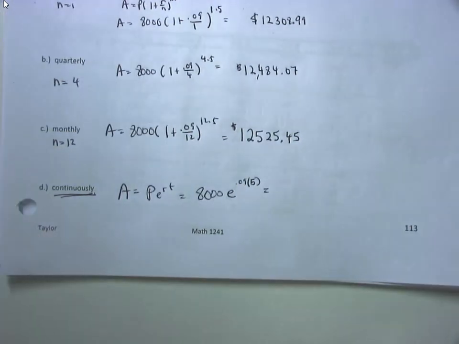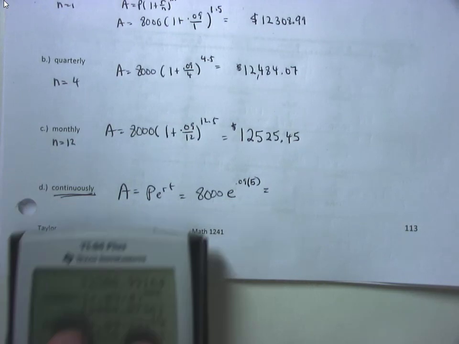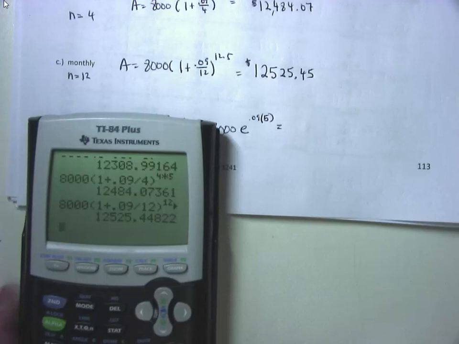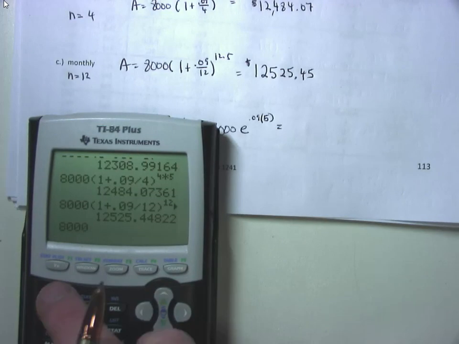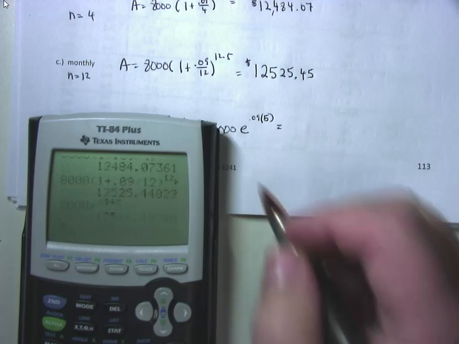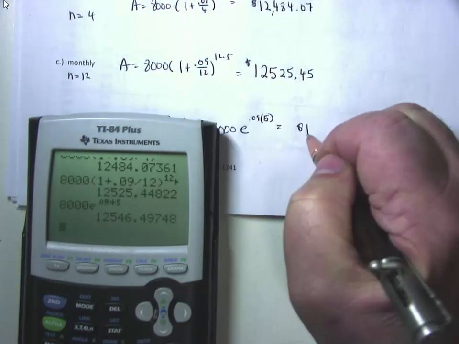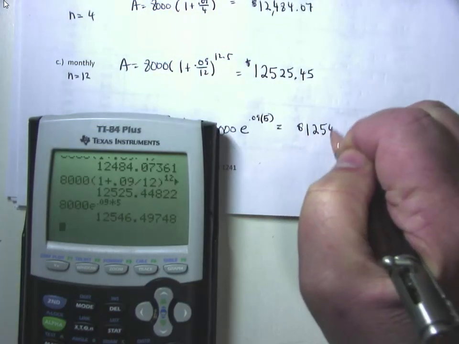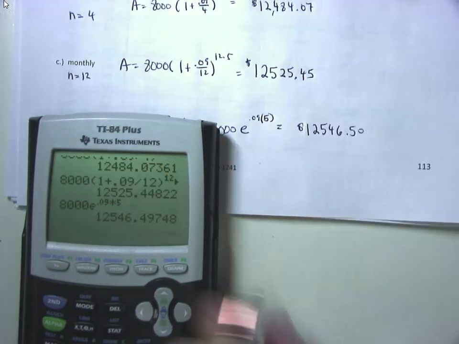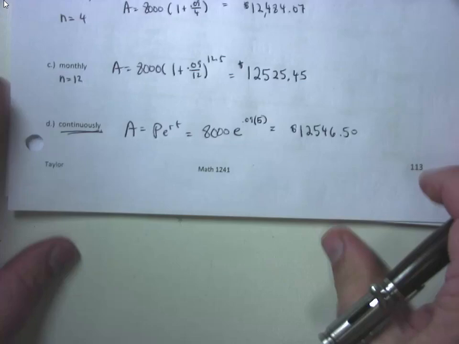This would be the best type of compounding a bank can offer. Okay? And let me show you guys, 8,000 e raised to the 0.09 times 5 is $12,546.50. I earned another $20 on this thing, $21 and some change there.